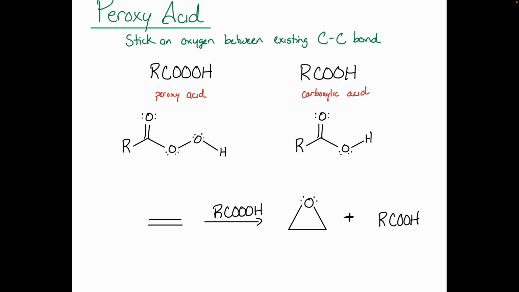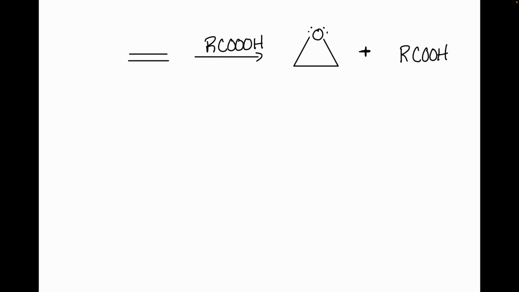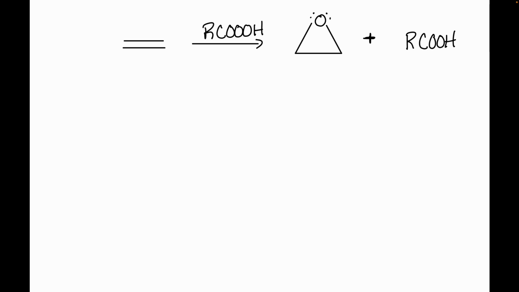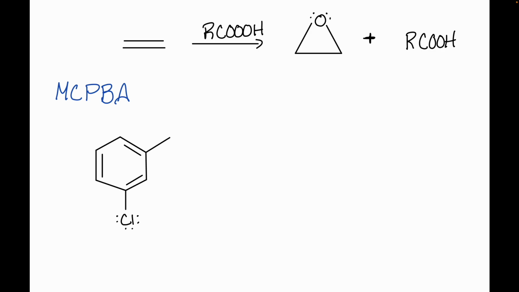There's one that they love to use the most, presumably because it's nice and stable. You can keep it on the shelf for a while without having to worry about it deteriorating, called MCPBA. We can just abbreviate it, but just to note here, this is a peroxy acid where that peroxy group and that chloro group are meta to one another.